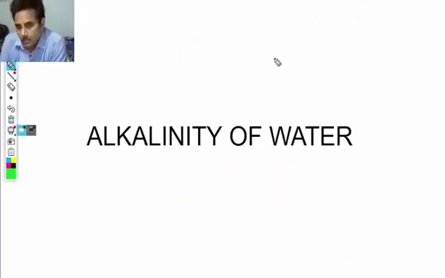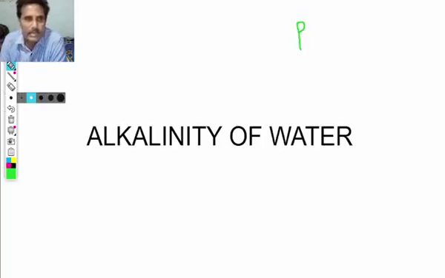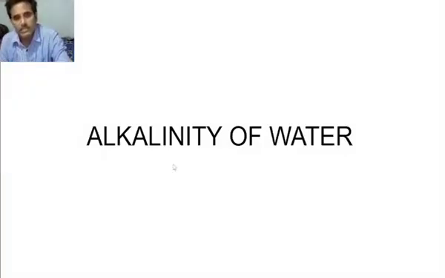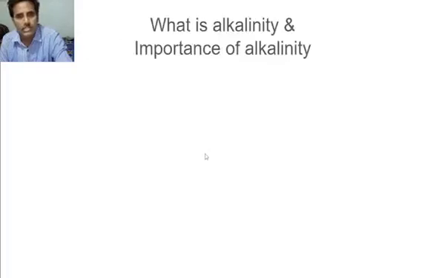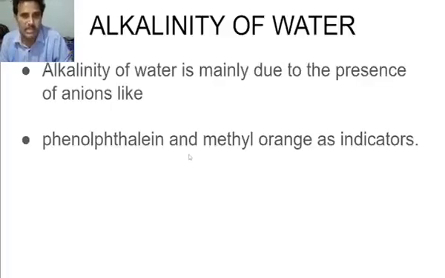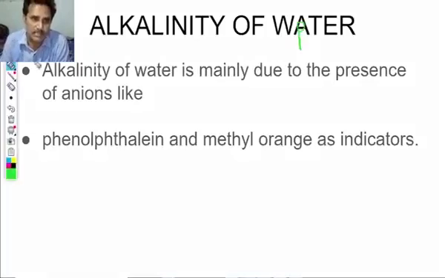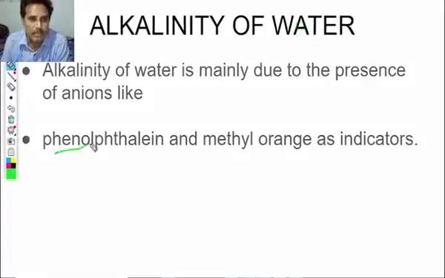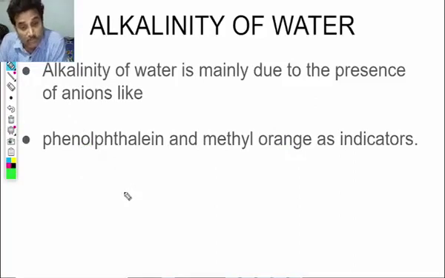Totally, alkalinity can be classified into 2 types: one is the phenolphthalein alkalinity and the other is the methyl orange alkalinity. So based upon the indicator, phenolphthalein alkalinity as well as methyl orange alkalinity, these 2 types of alkalinities are there. Now what about the phenolphthalein alkalinity? What about the methyl orange alkalinity? What ions can be estimated by using the phenolphthalein indicator? What ions can be estimated by using the methyl orange indicator? That we should understand first of all.